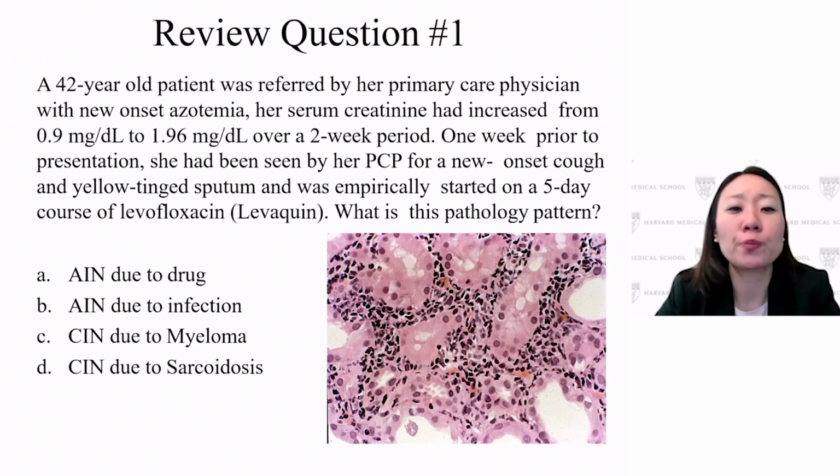A 42-year-old patient was referred by her primary care physician with new onset azotemia. Her serum creatinine had increased from 0.9 milligrams per deciliter to 1.96 milligrams per deciliter over a 2-week period. 1 week prior to presentation, she had been seen by her primary care provider for a new onset cough and yellow tinged sputum and was empirically started on a 5-day course of levofloxacin. What is this pathology pattern? I'll give you a moment to review the choices and answer the question.